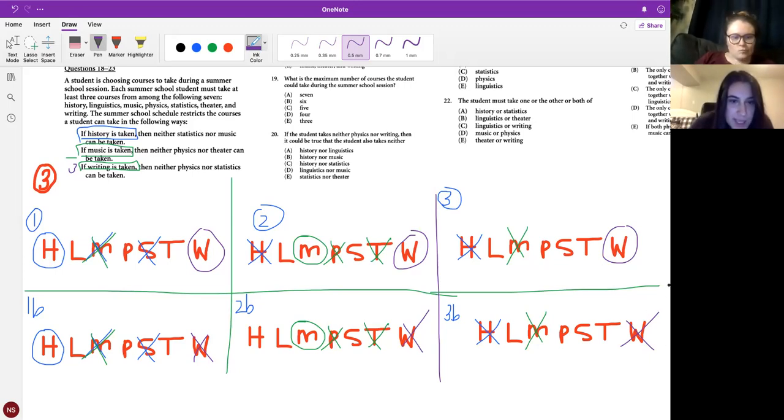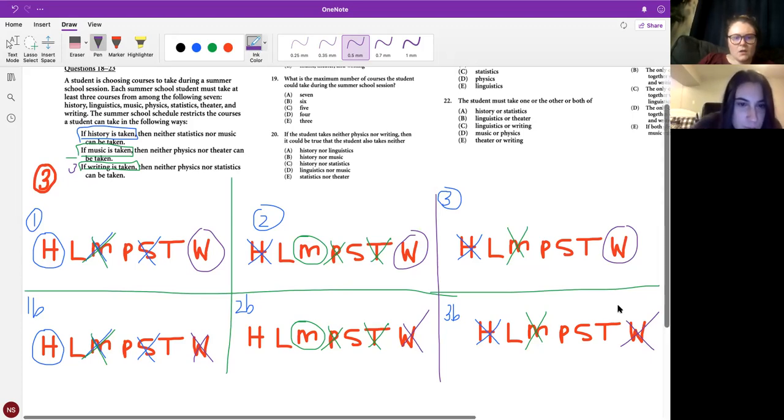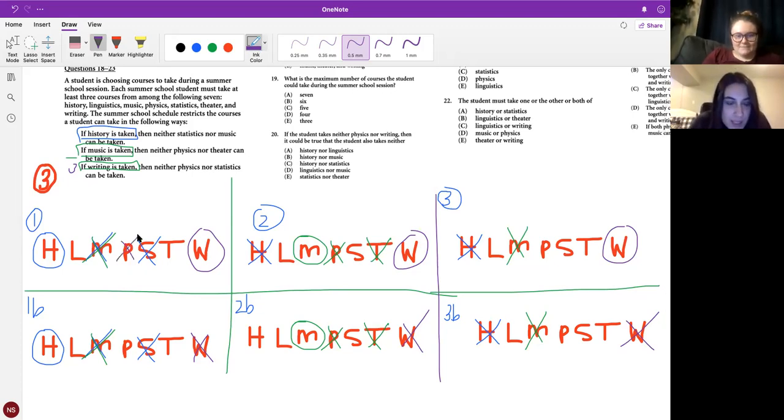So if it's taken, physics and statistics aren't. So in 1, we'd have to cross out P as well. Wait, why? If writing is taken in world 1. Oh, sorry, then neither, yes, we never finished that. Yes, then neither physics nor statistics, yes. And then in 2, we're going to cross out statistics. Excellent. In 3, we're going to cross out physics and statistics.